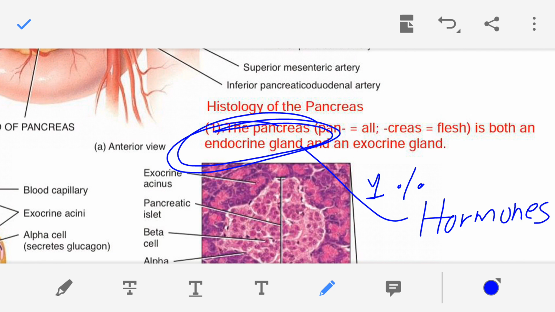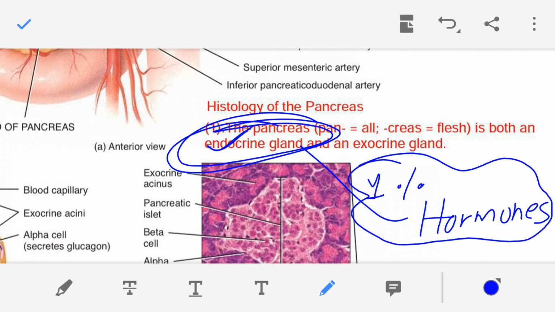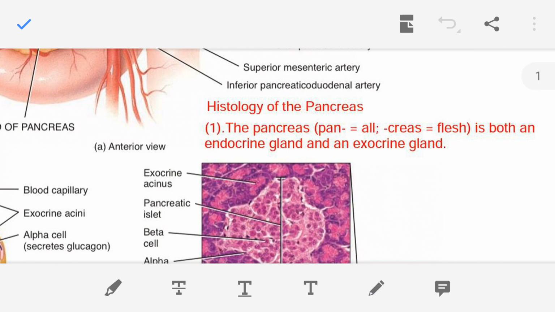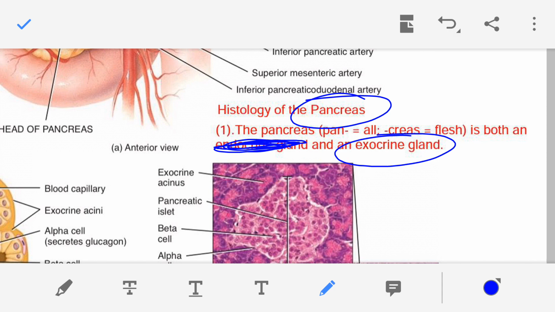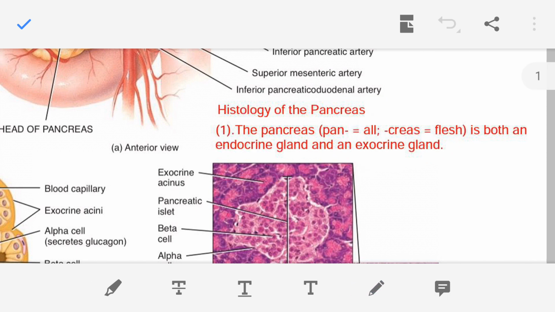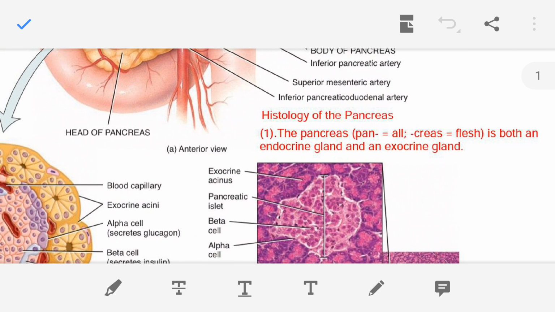Since the endocrine part is producing the hormone, that's why the pancreas is considered as the endocrine gland, and at the same time it is producing the pancreatic juice, so that's why it is an exocrine gland. Now in this lecture our main focus is on the exocrine part of the pancreas, which are the cells that are secreting the pancreatic juice. Here we are not going to discuss the endocrine part of the pancreas. That part we will discuss in the endocrine system.